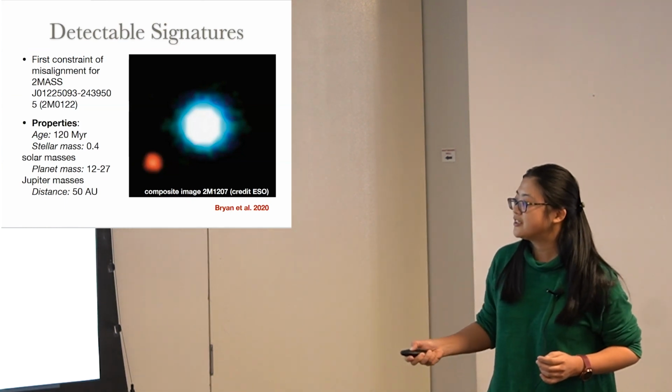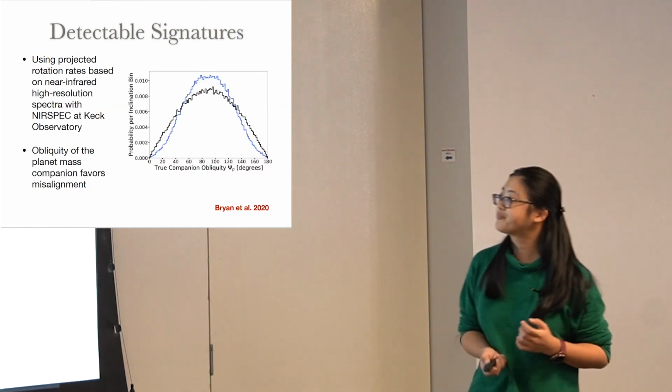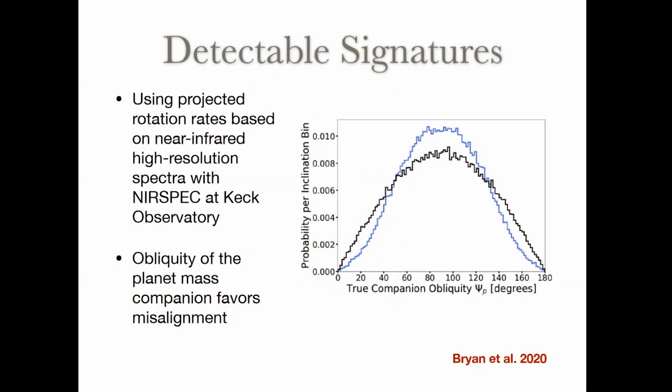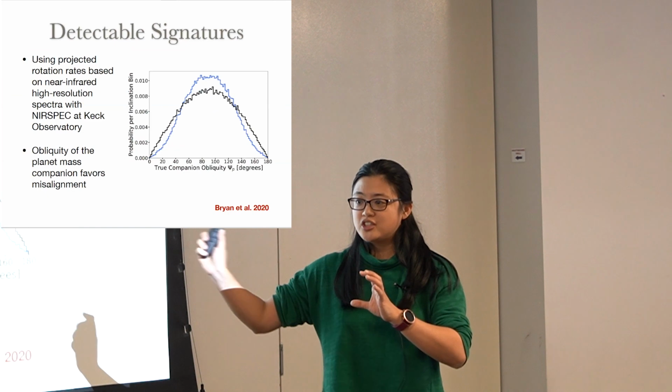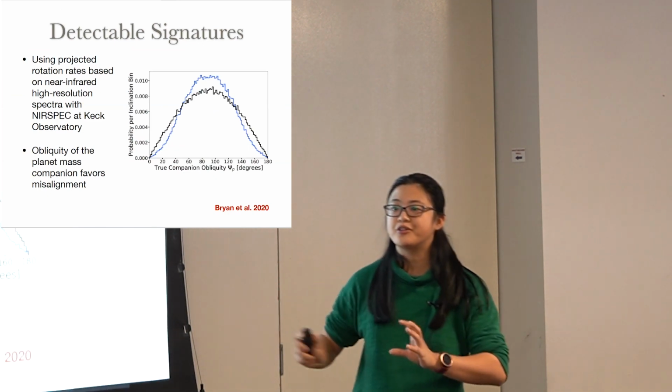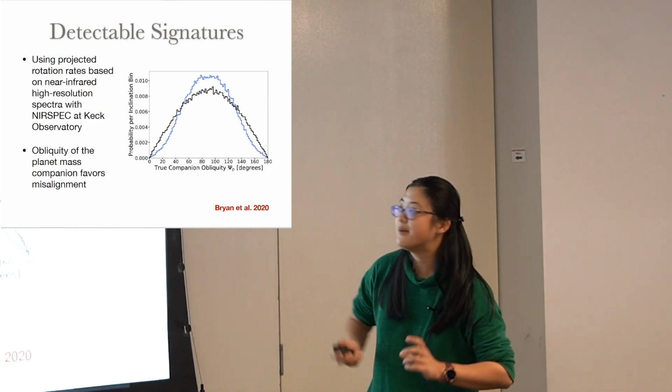At a large separation, 50 AU from the host star. So they obtained a very high resolution spectrum of the planet and combined that with the astrometric measurements of the orbital evolution, the orbital motion of the planet, to constrain the spin and orbit misalignment.